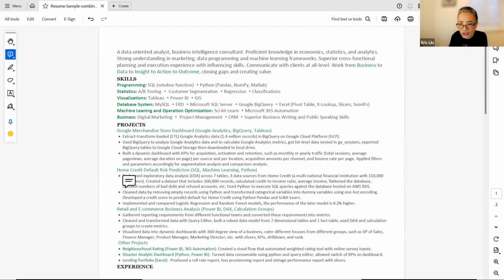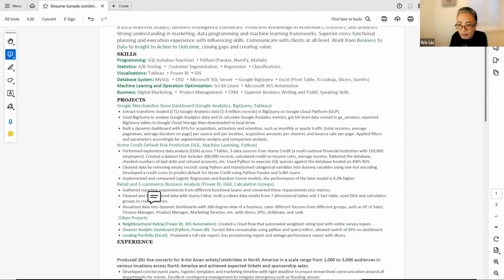So the second project is Home Credit, and this is in a fintech company, and the project itself is machine learning to predict the probability that the customers will default on their loans. And once again, if you look at the numbers, the project is complex enough with 7 tables, 3 data sources, with 110,000 employees and 300,000 records, right? And this is on AWS.